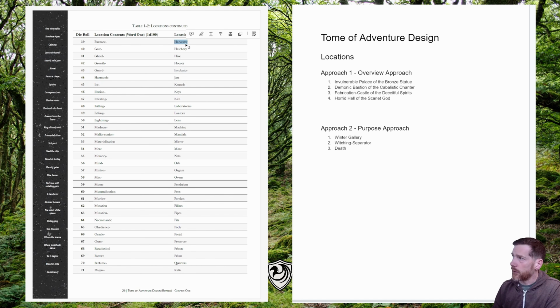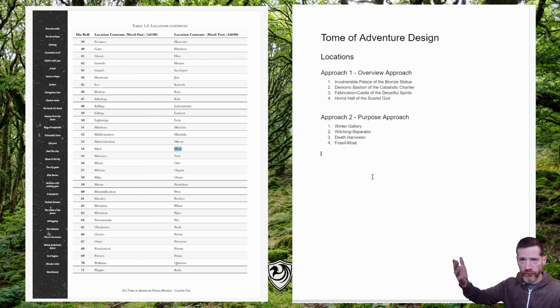The Death Harvester. That fits in pretty well with location number 4 above, yeah? Fossil Moat. So, 4 purposes. This is what our location is currently being used for. So there are some descriptors that we can play around with, massage a little bit, and figure out how this plays into our adventure.